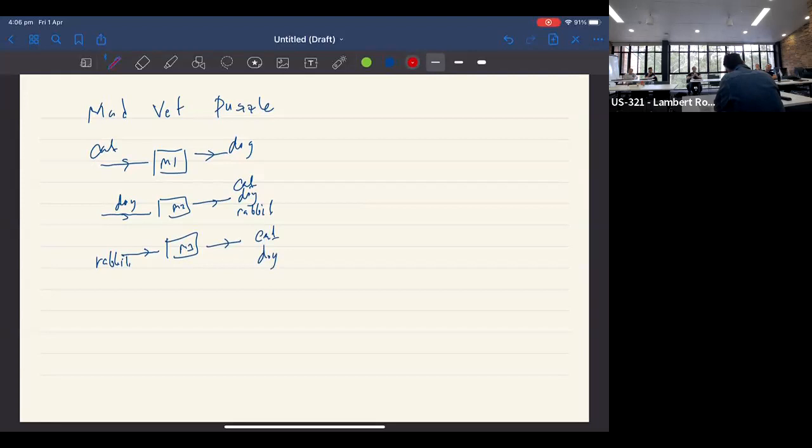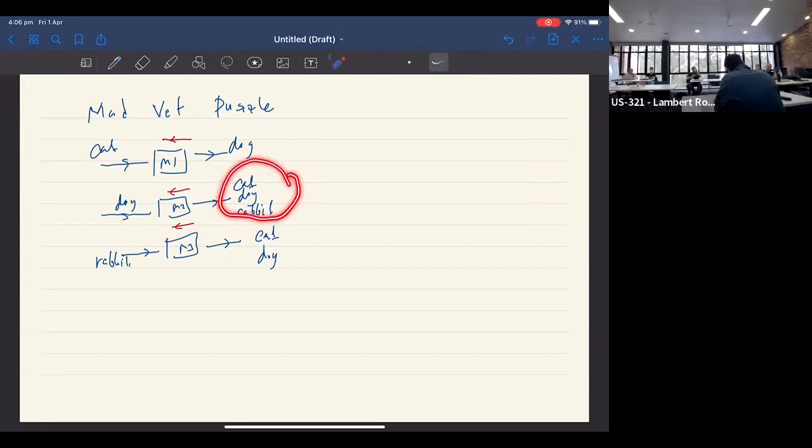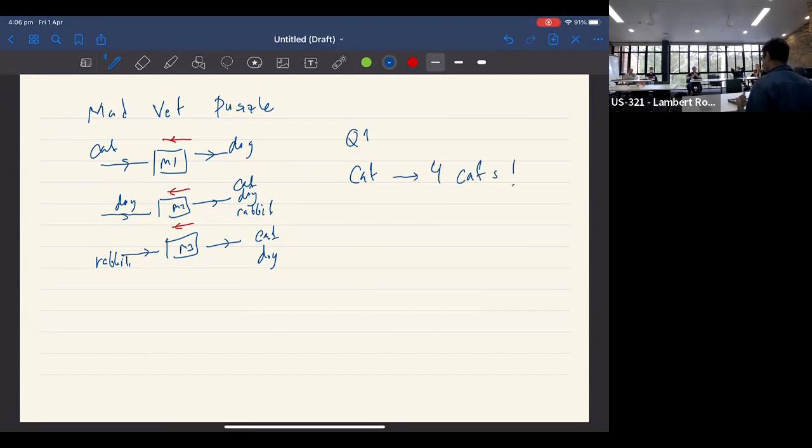And the nice thing about these machines is that it also works backward. I.e., now, if you push a cat and a dog and a rabbit inside this machine, you get a dog, so back and forth. And the puzzle is, if I give you a cat, can you use these machines back and forth and transform that into 4 cats? Okay, so simple enough, but I guess a nice puzzle. Now, I'll just leave it to you to get the solution.